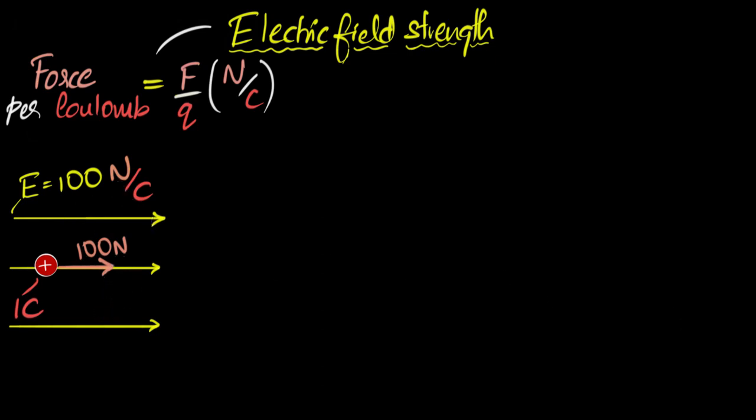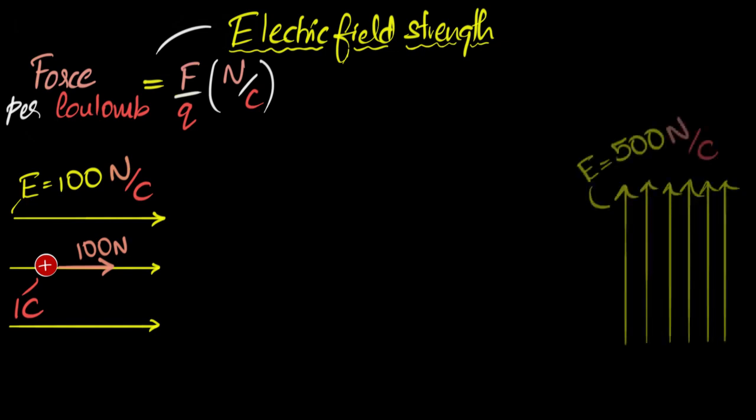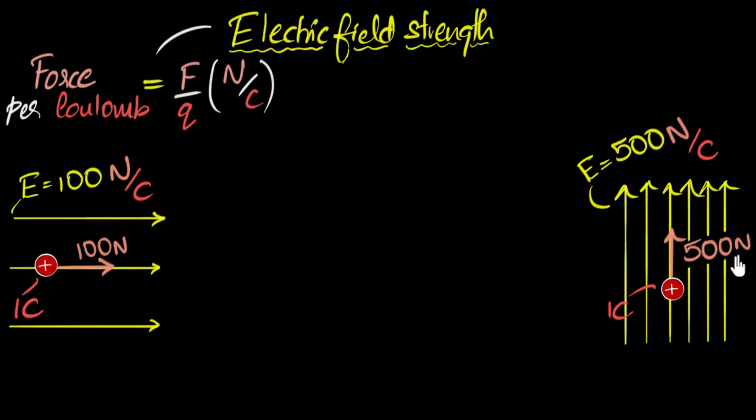Similarly, what would it mean if I had another electric field, say upwards, and let's say this electric field was 500 newtons per coulomb? What would be the meaning of that? Well, this would mean over here, if I now bring that 1 coulomb of charge and keep it over here, then that coulomb would experience 500 newtons of force, 500 newtons per coulomb.